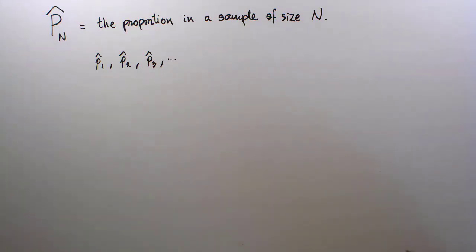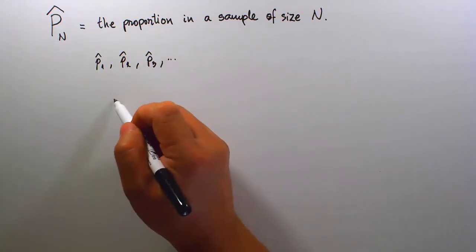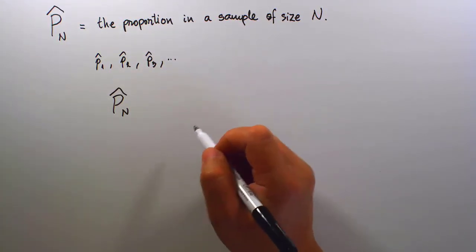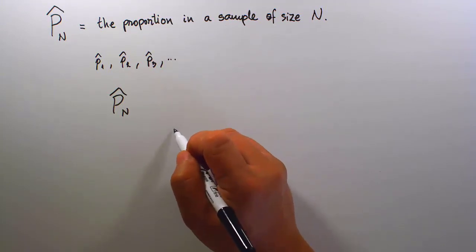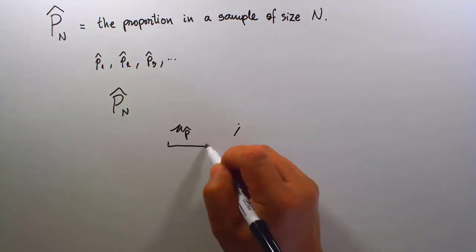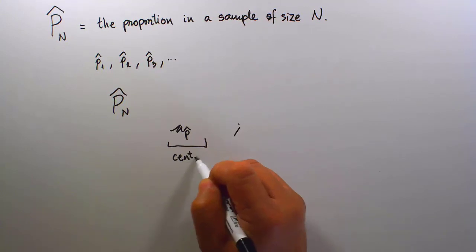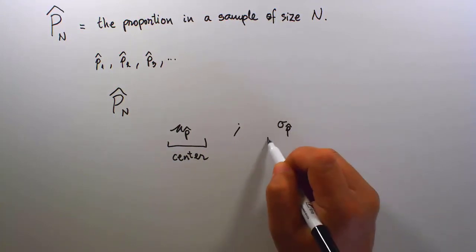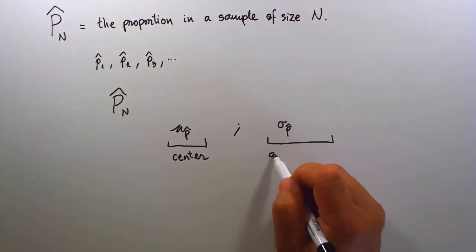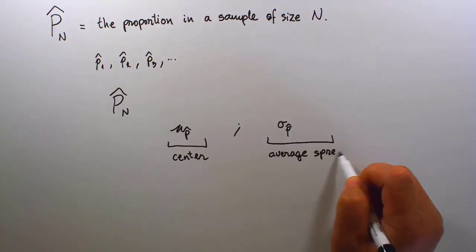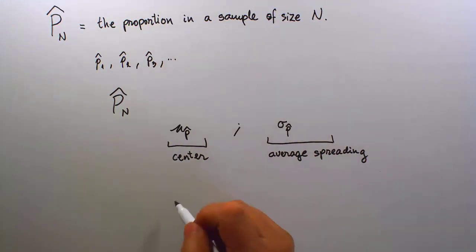And so as a bottom line, just like any other distribution of values, this sampling distribution of the proportion also has three important characteristics. It will have a center, mu p hat. It will have an average spread that we call the standard deviation of p hat value, whose meaning is the average spreading. And it will have some kind of distribution shape.